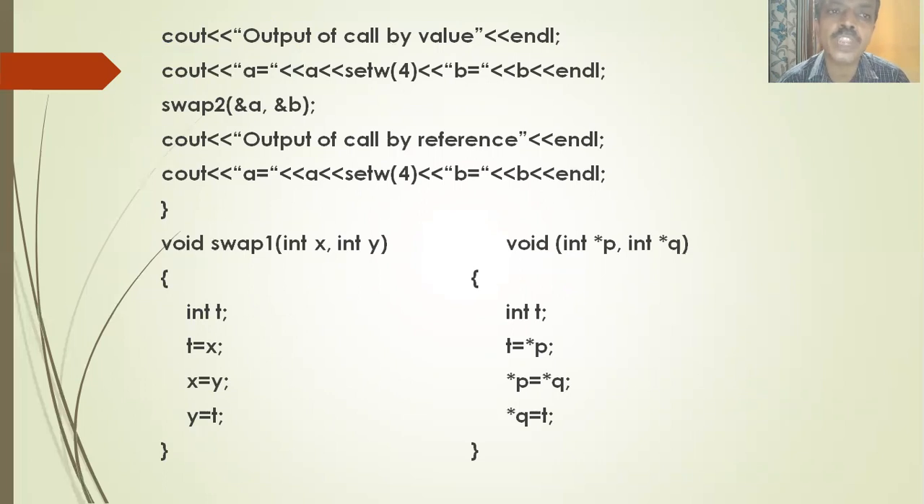Then you call the function swap2. Already I told you, in the case of call by reference, the actual parameters are the addresses of the two variables. Here the variables are A and B. Address of A is ampersand A. Address of B is ampersand B. Then the control goes to the swap2 function. Some changes take place inside that function. After coming out of the function, again display the values. Output of call by reference: again A equal to the value of A, and B equal to the value of B.